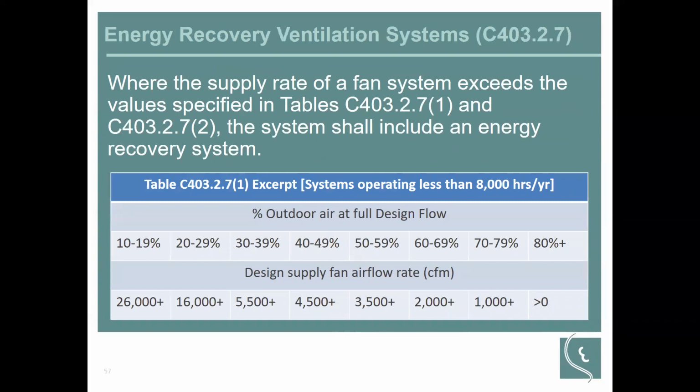And here, calling out that where you have the supply rate for a fan system exceeding the value in the table, then you need to include energy recovery for the systems. Now these, as you can see, are for systems that don't operate continuously or less than 8,000 hours a year. Obviously, as you get larger and larger systems, we want to recover this energy. But if you go over 8,000 hours, the limit in the 2015 IECC is 0 cubic feet per minute. So if you are bringing in any outside air, then you have to do energy recovery on these systems for the commercial.